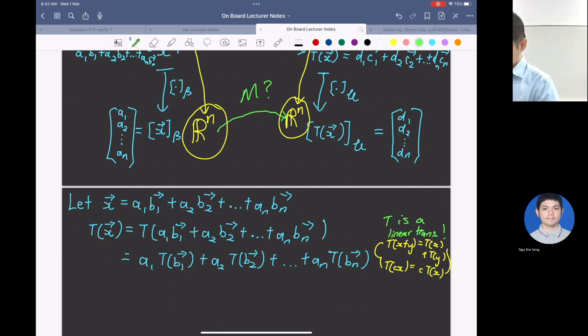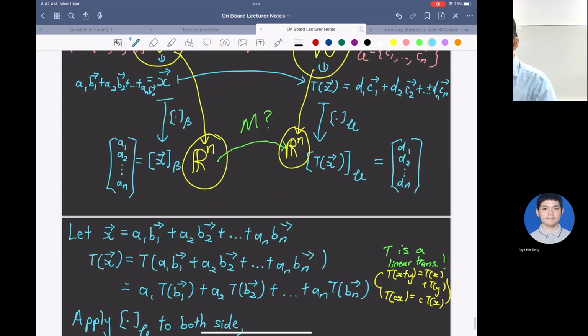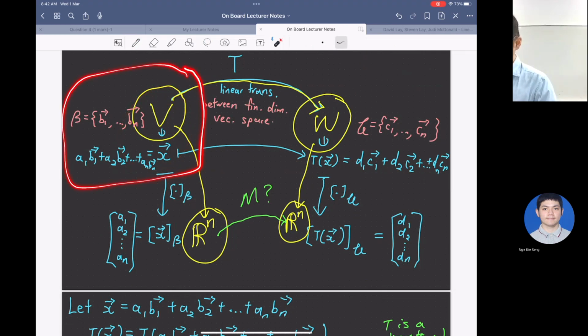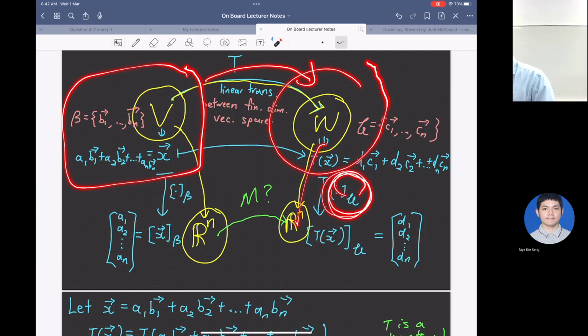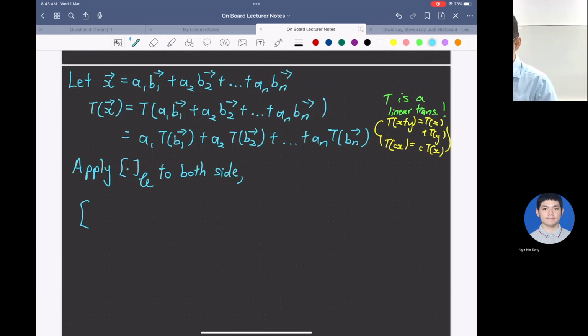So what can we do next? We can apply the coordinate vector with respect to C to both sides again. Okay, see where it lands. So we got an x from here, and then we map it to w. Then we take this map, go down, and see what we get.